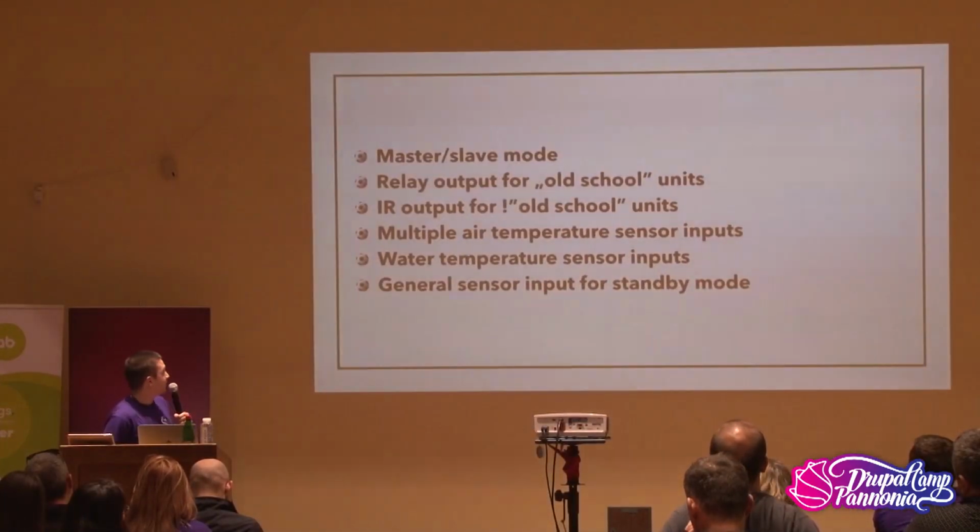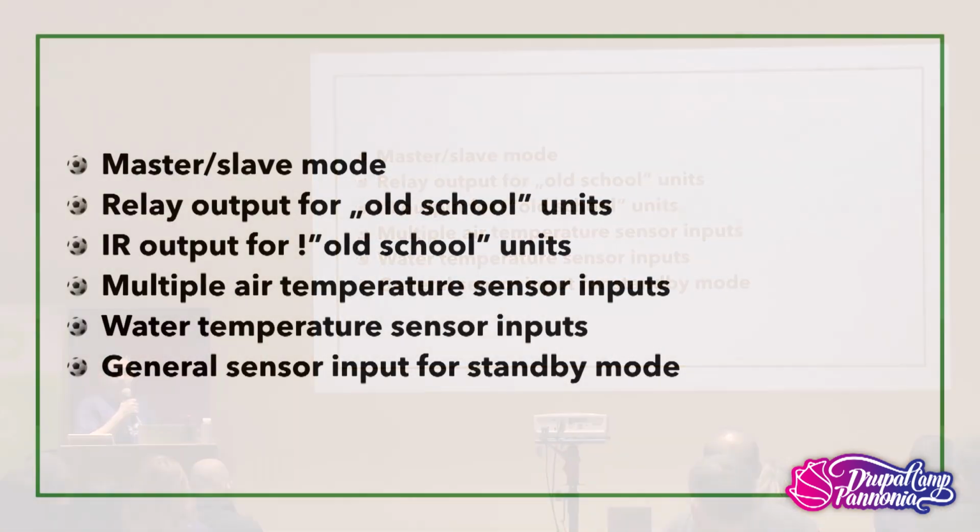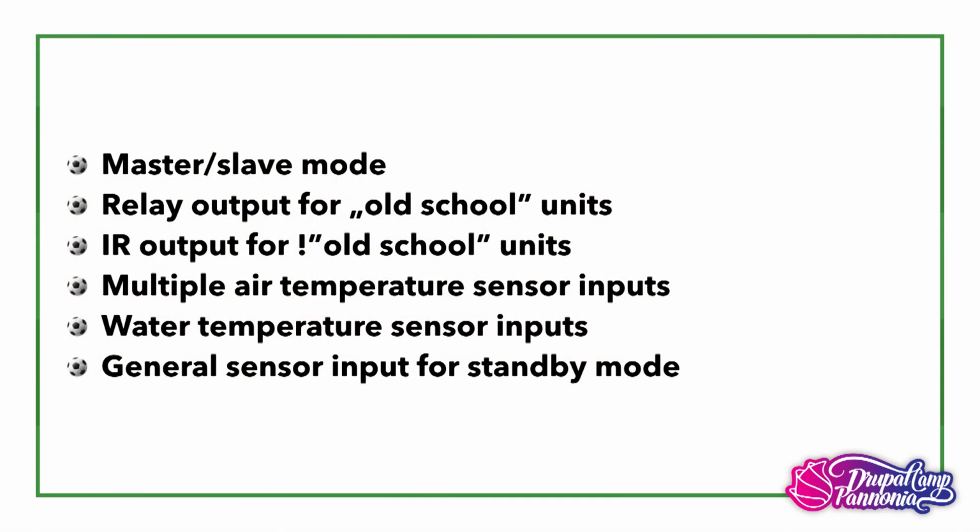And we have an AC controller, which acts like a master. It can connect to the network or connect to the main controller as a slave. And it has relay outputs or infrared outputs for newer versions of this air control unit. And we have also sensor inputs and general purpose inputs. For example, a motion detector. When there is no presence in the room, then it turns off the unit, or when the window is open, then it also turns off the unit.